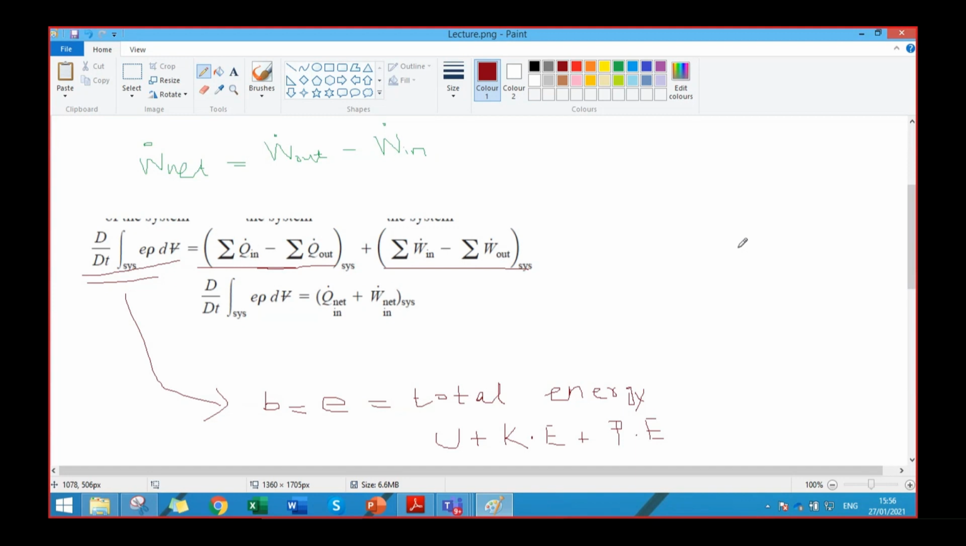Yes, sir. Now, if you see this equation, we have assumed that Q in is positive, W in is positive, right? Yes, sir, in this equation. Assume how you assume.